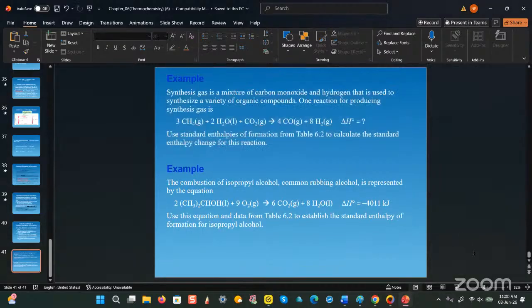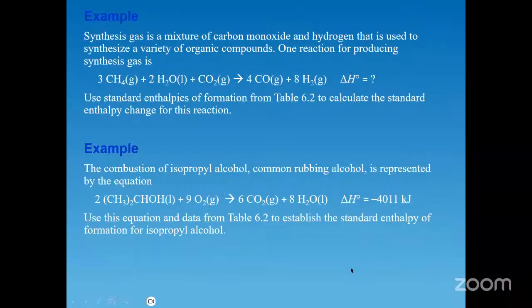All right. Oh, there's another example here. You can look at this example as well. It's a similar approach. The only difference is that in this example here, they gave you delta H, right? For the reaction. In the earlier case, you're asked to find delta H standard for the reaction. In this case, they gave you delta H standard, and they're asking you to determine the enthalpy of formation of isopropyl alcohol based on that delta H value and also the standard enthalpies of the other components or other substances involved in the reaction.